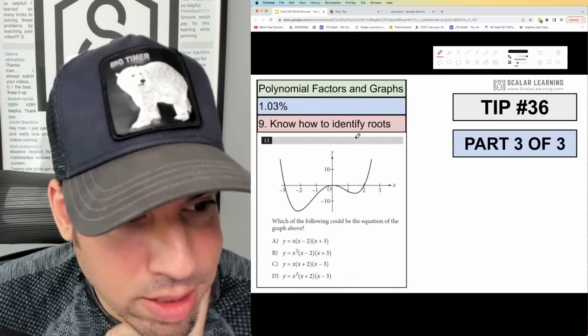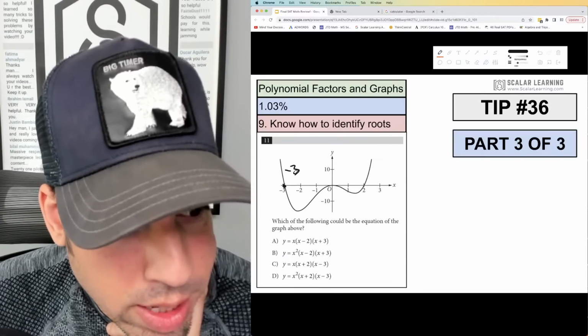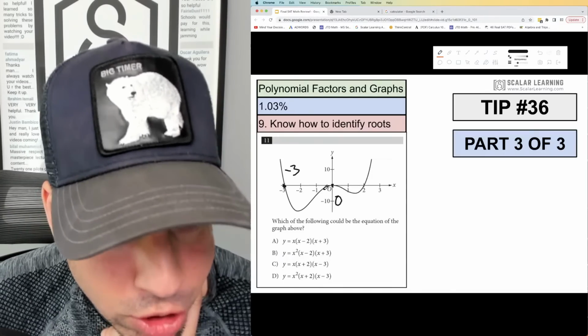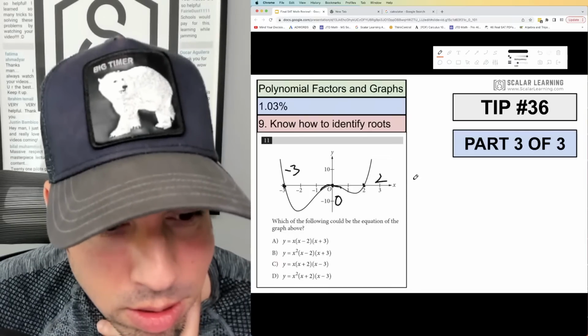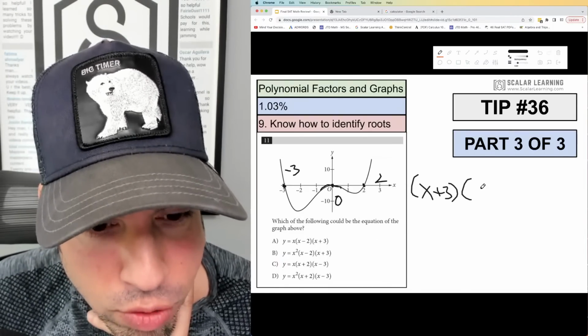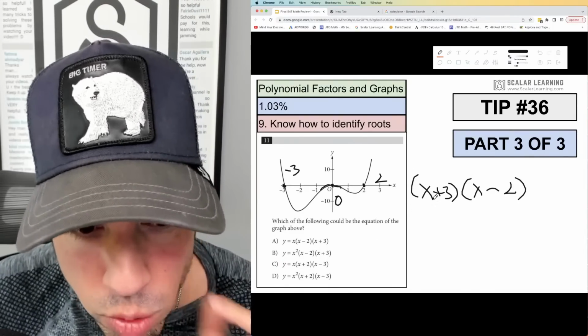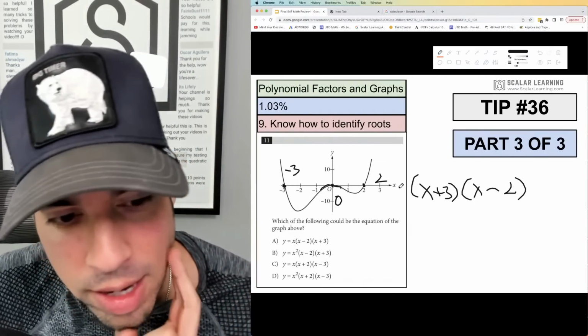Know how to identify roots. Roots are the x-intercepts. There's a root at -3, a double root at 0 because it bounces, and then a root at 2, which means I should see in the factored form x plus 3. I should see in the factored form x minus 2. Whatever the roots are, it's x minus that.